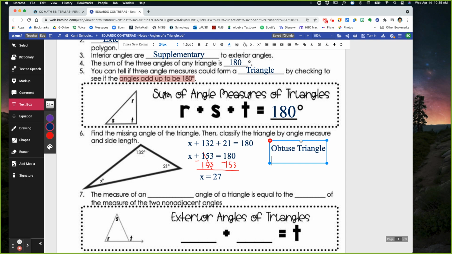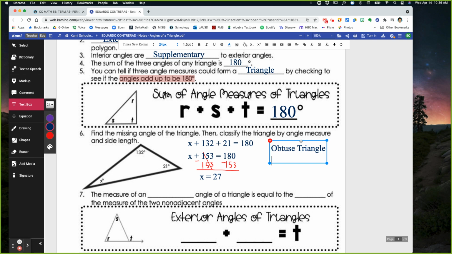Scalene. No. Oh, gosh. Oh, the name is escaping me right now. How could I do this? Not acute. It'll come to me.